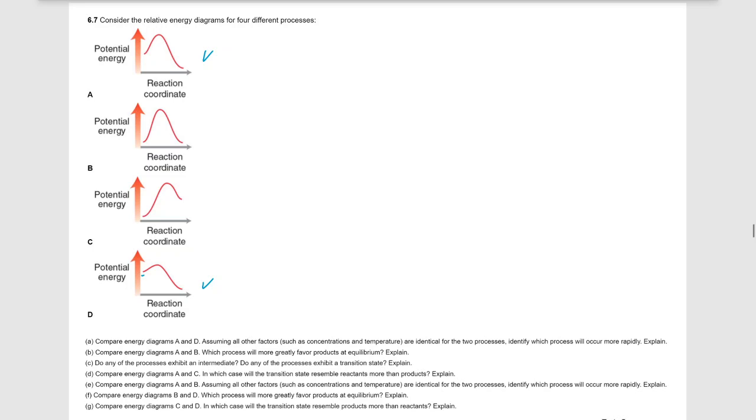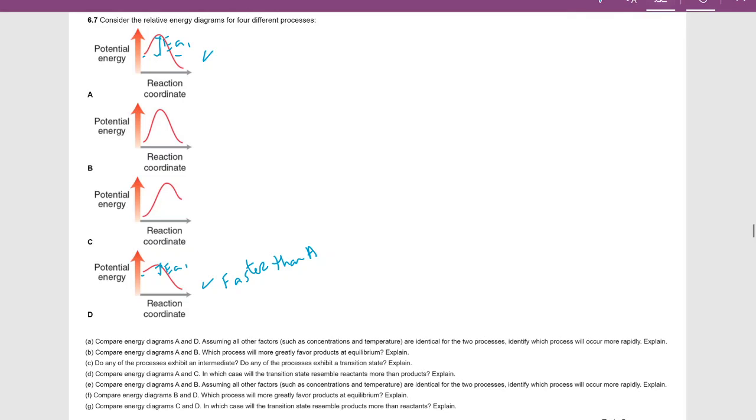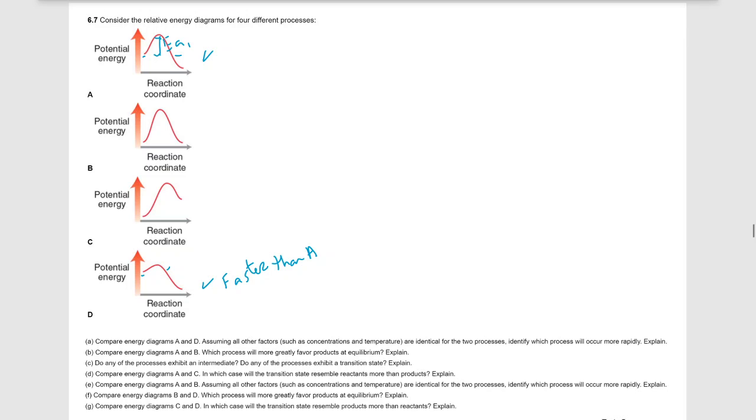So notice that D has a smaller activation energy, and that's what it turns out determines how fast it occurs. Remember, that's the activation energy, okay? So our activation energy is higher for A than it is for D. So D is going to be faster than A. Okay? So I'm going to go ahead and erase this so I can go on to the next question.